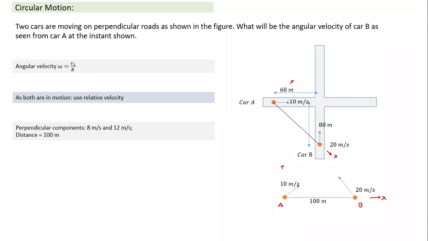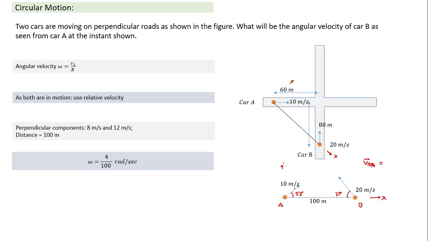X-axis, y-axis, and what is this angle here? This angle is 53 degrees, and this angle is 37 degrees. So here also I could have calculated the velocity of B with reference to A. When I calculate this relative velocity, the perpendicular component will be the y component. So whatever y component I arrive at, I divide by 100. I divide the perpendicular component by the distance, and I get the angular velocity.